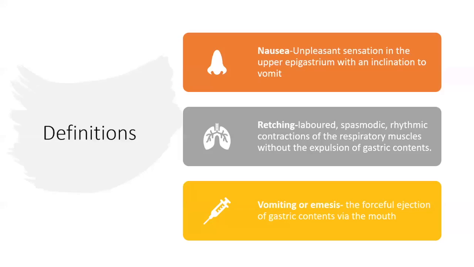Then some of the important definitions that I think we all should know. Nausea is an unpleasant sensation in the upper epigastrium with an inclination to vomit. Wrenching is labored, spasmodic, rhythmic contractions of the respiratory muscles without expulsion of gastric content. And vomiting, or emesis, is the forceful ejection of gastric content via the mouth.